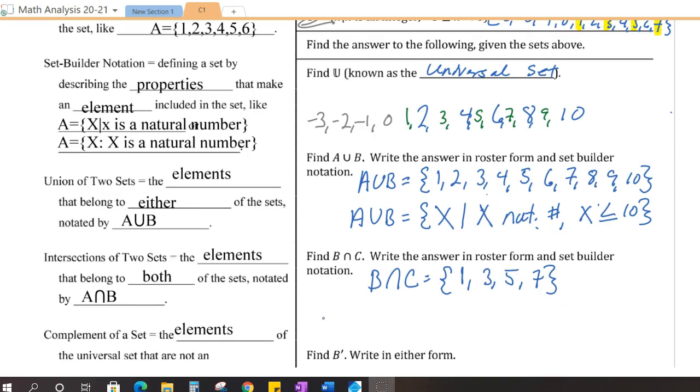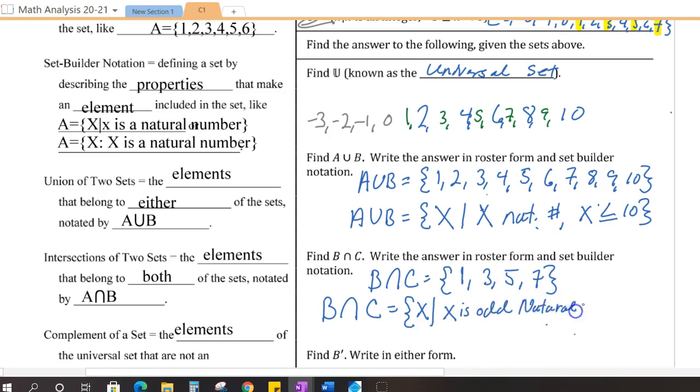Now in set builder notation, we write B intersects C. Now you need to see what type of numbers those are. We look at them: 1, 3, 5, 7. Well, they look like natural numbers to me because we naturally start counting at 1. But they're not all the natural numbers, they're simply the odd natural numbers. So that's what we say. We say B intersection C, bracket, x such that x are the odd natural numbers.